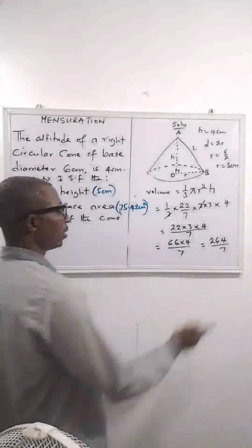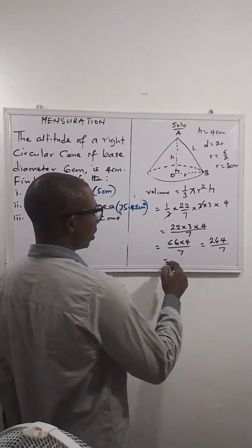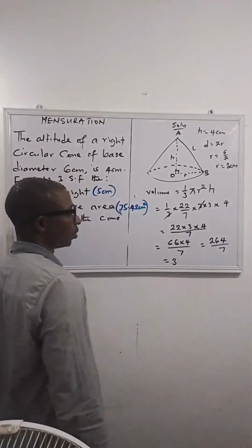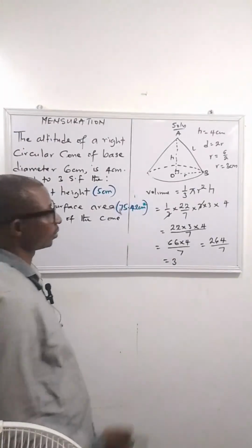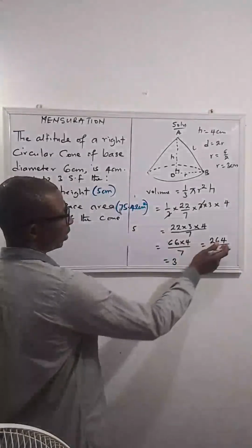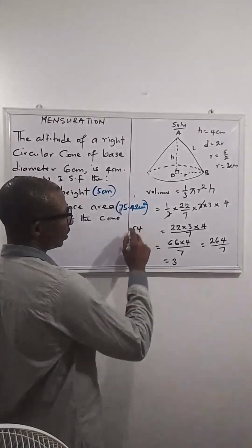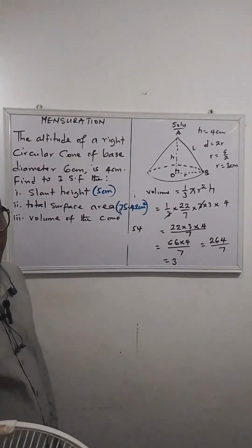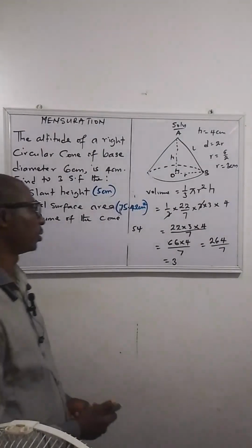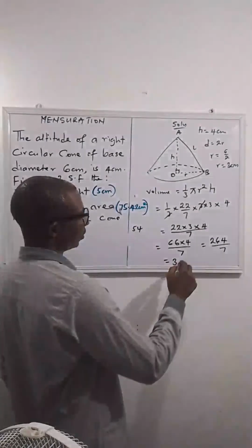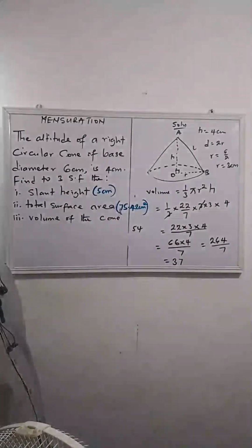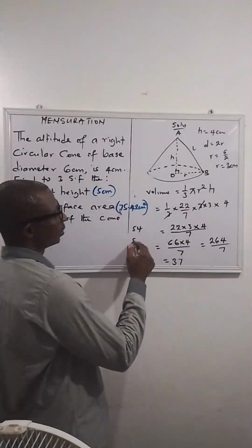So how many 7 are you going to see in 26? So what do you have? You have 3. So you are left with 5. You put that 5 beside 4. So how many 7 are you going to see in 54? That's 7. So that means we are left with 5.